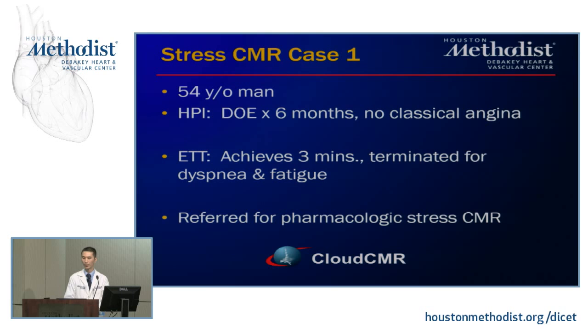So let me take you through some other actual cases. So we have a 54-year-old male. He's been having dyspnea on exertion for about 6 months, no classical angina. Treadmill test was equivocal because he only went for 3 minutes and had it terminated because of dyspnea and fatigue. And he got referred for a chemical stress CMR.